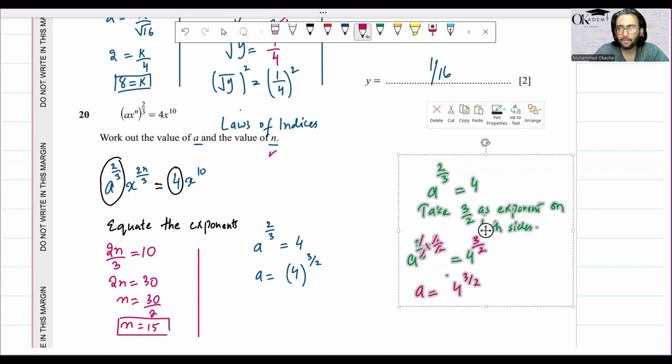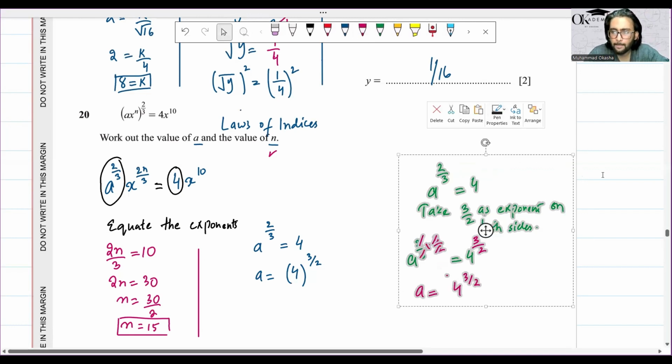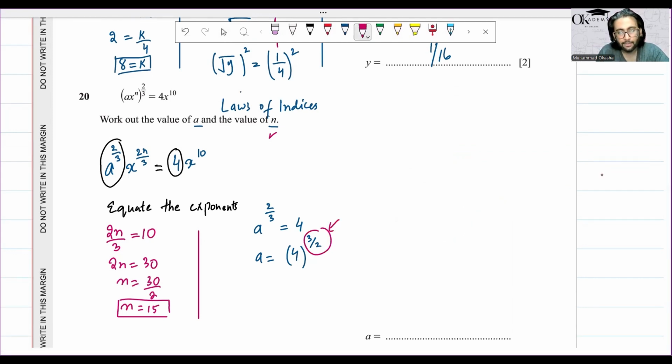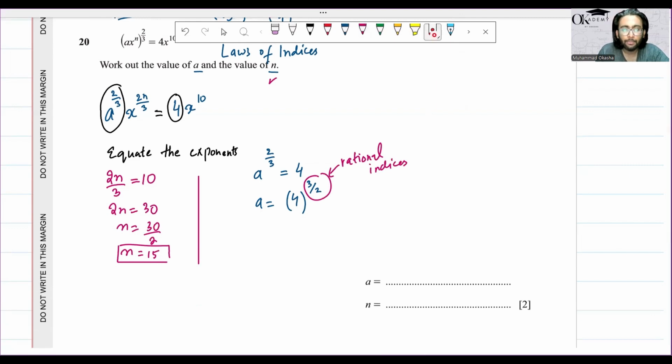Okay, I'll take it off. You can note it down if you want to. So a to the power 3 over 2. This is one of the cases with rational indices. I hope you remember rational indices. How do we deal with them? The numerator becomes the exponent, the denominator becomes the root. So the denominator becomes the root, the square root of 4, and the numerator, which is 3, becomes the exponent. If you don't know this, you can go back and check rational indices.